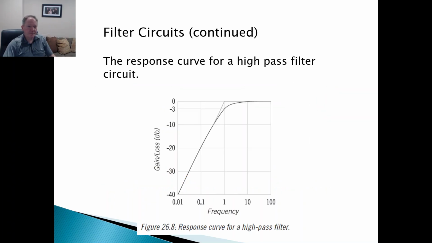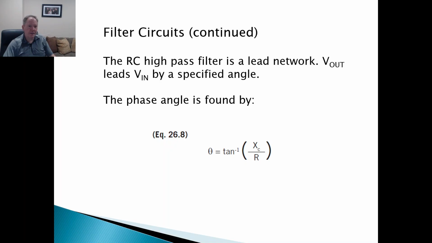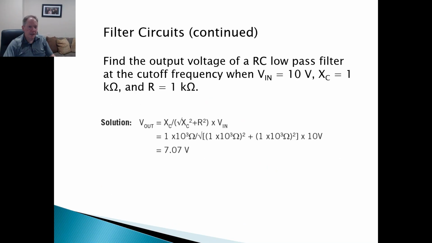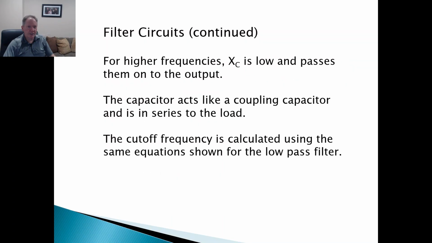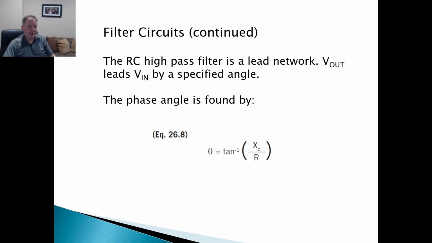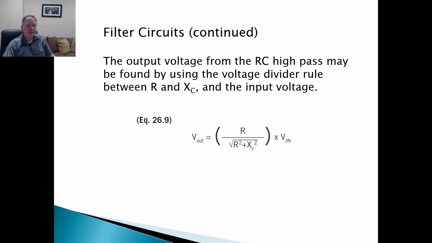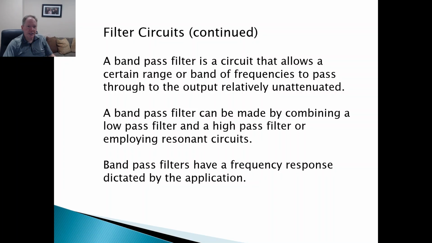And the Bode plot, or the graph between the logarithmic frequency and the decibel gain or loss, at negative 3 dB it starts to pass the frequency. The phase angle for this is found the same way, with the inverse tangent of Xc over R. Now the other theta, remember, was negative 90 degrees plus the tangent of that. Here it's just going to be the tangent of that angle. Okay? And then the output voltage is calculated the same way. So you can do some of these calculations.